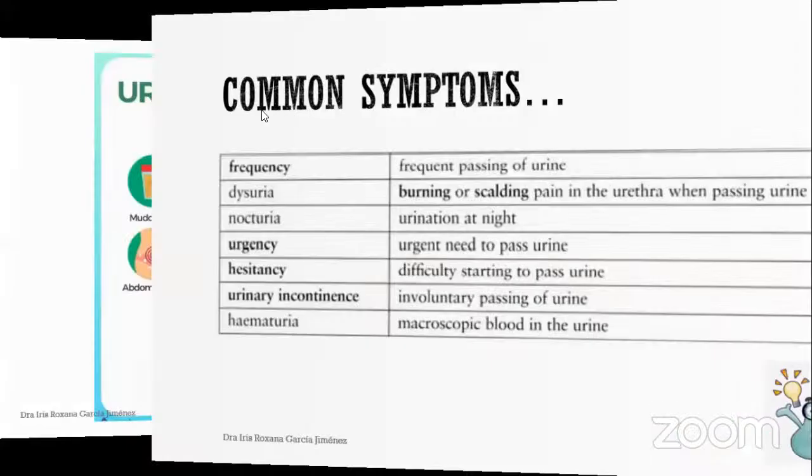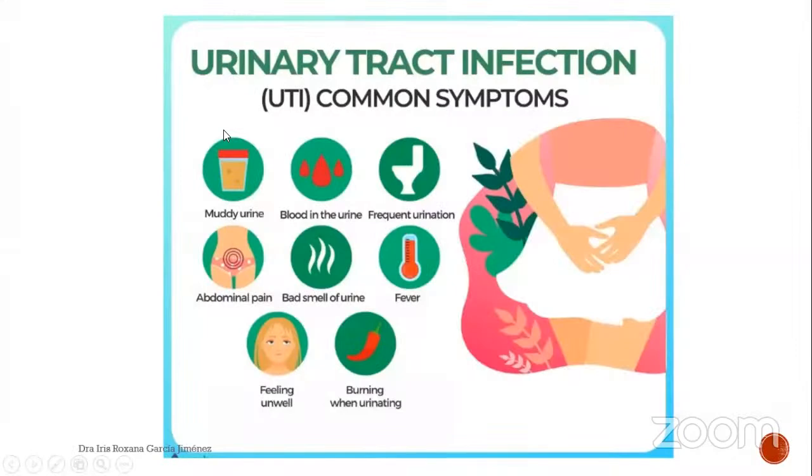Again, we have the UTI, urinary tract infection, and the common symptoms. Muddy urine, when it's too concentrated and it looks not clear, frequent urination, abdominal pain, bad smell of urine, fever, feeling unwell, burning when urinating. Okay, check all of this.